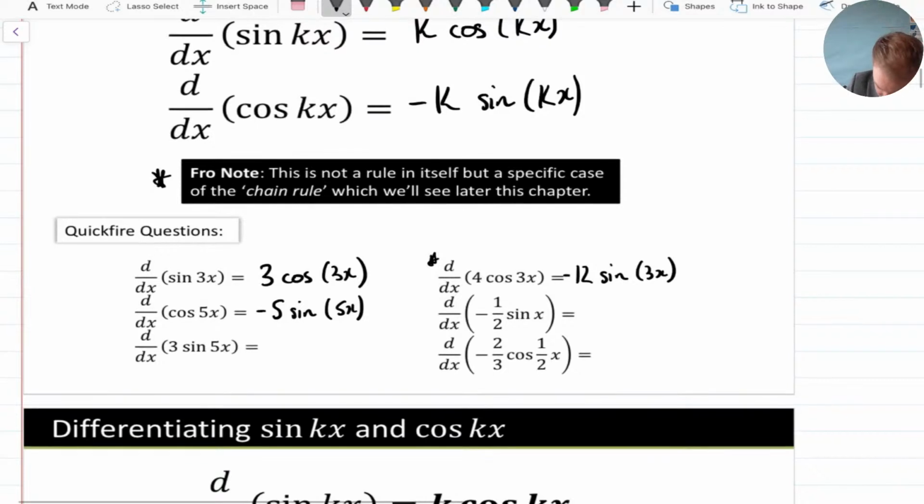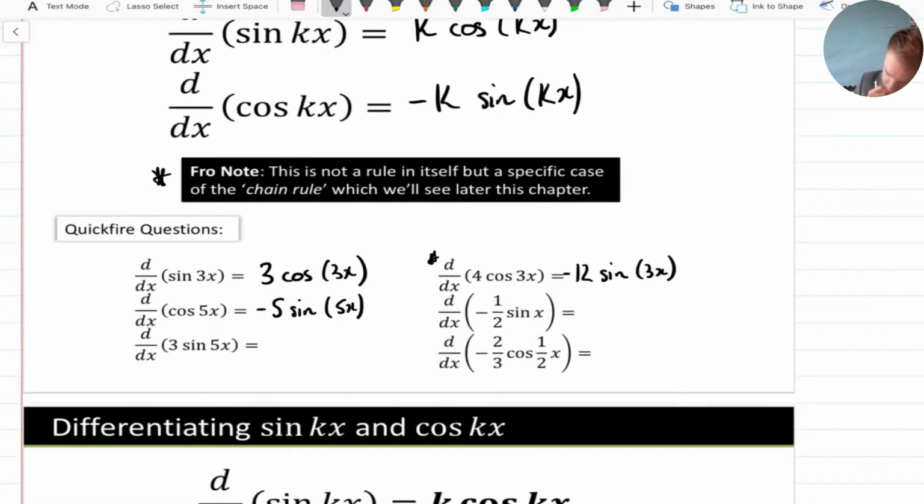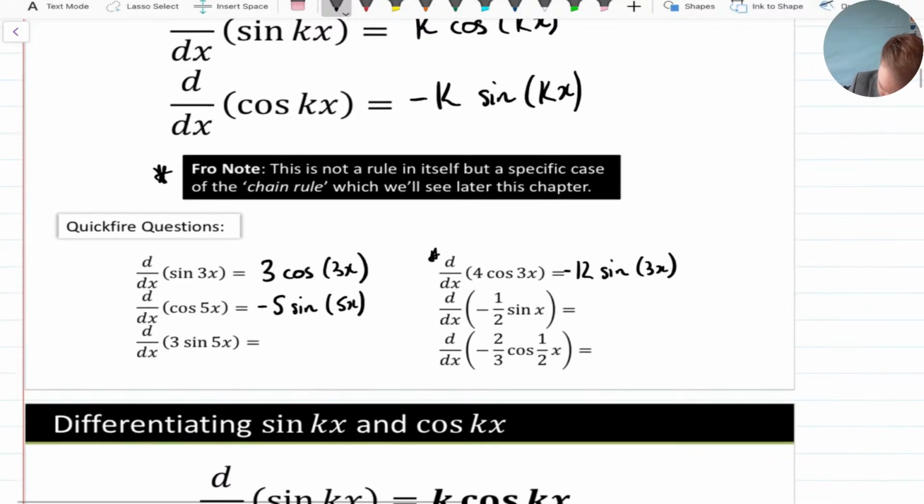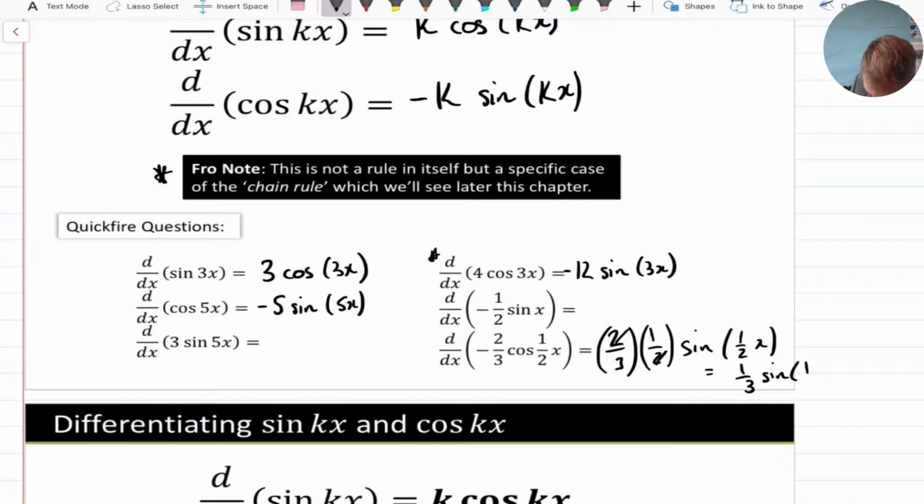Now, you could, if you wanted to, think about the minus, but don't worry too much about that. So it's going to be 2/3 times by a half of positive sine half x, and they will cancel, so I end up with just a positive 1/3 sine of a half x. Now we'll talk about this a little bit more later when we're doing the chain rule.